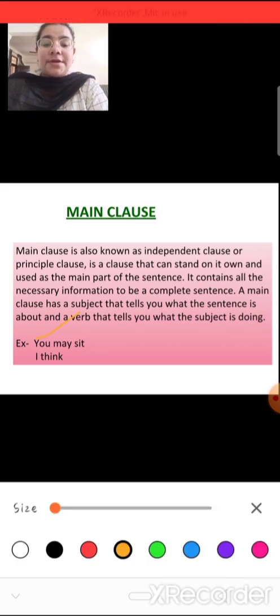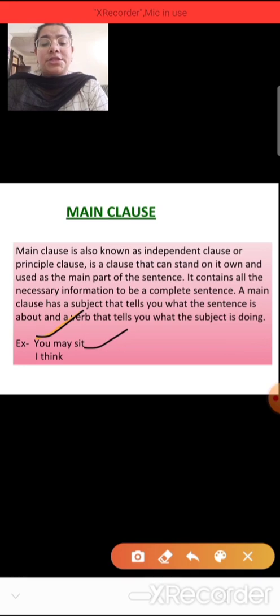It has a subject, you, and a verb, sit. That means it is complete, because it does not need any more group of words to complete itself. But if I write, you may sit on the chair, "on the chair" is again a phrase, and "you may sit" is complete in itself. And it is also used as the main part.